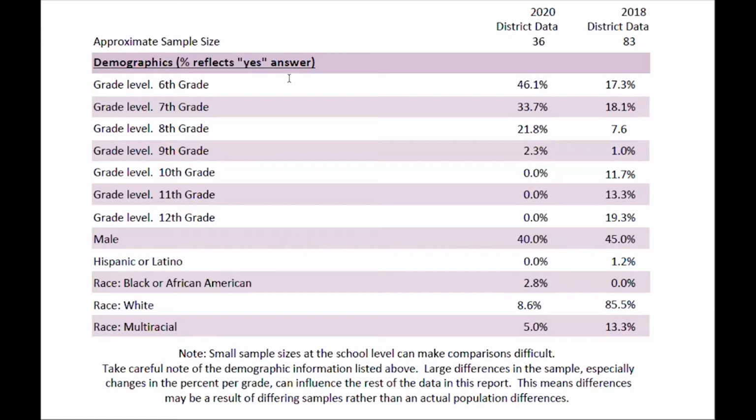This report is a relatively straightforward comparison between your district or building level data from the 2020 Missouri Student Survey and the 2018 survey. If your school participated in both 2018 and 2020, you will see a column for data from each year. If your school did not participate in the 2018 survey, this column will be blank.